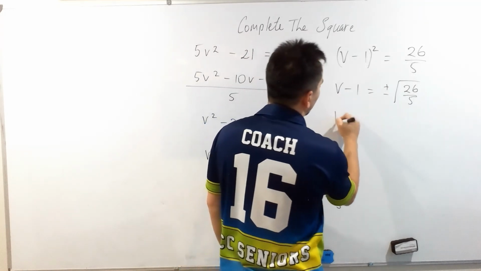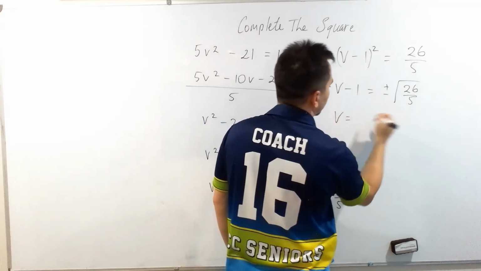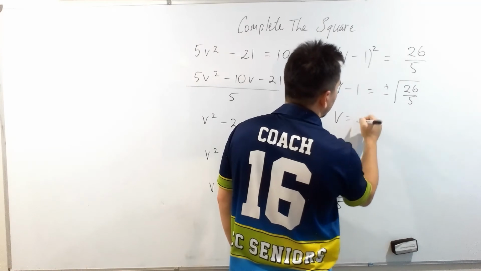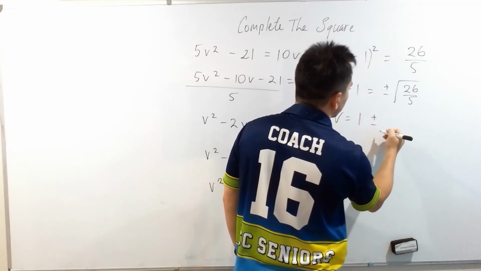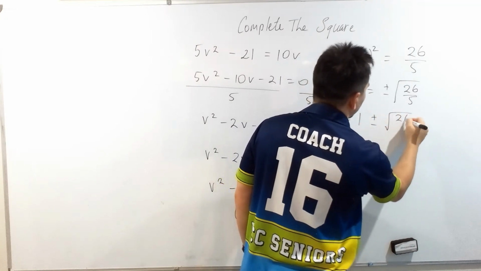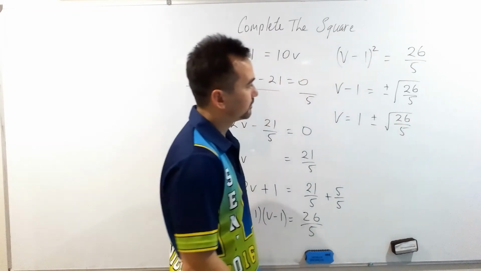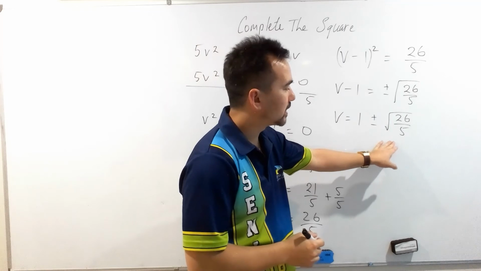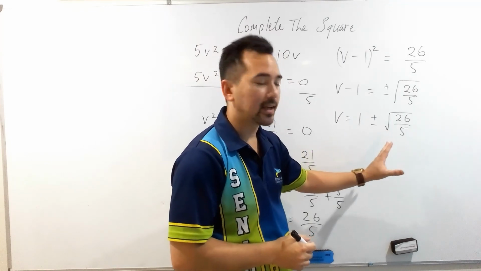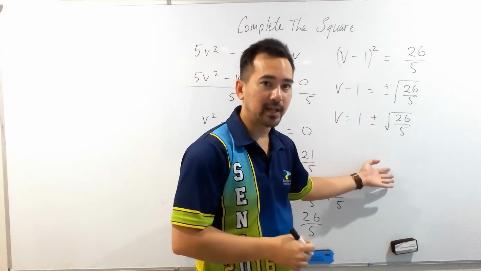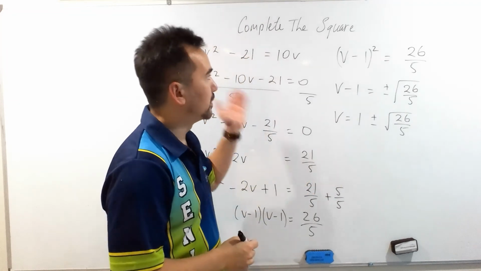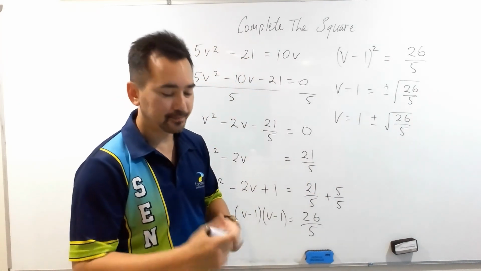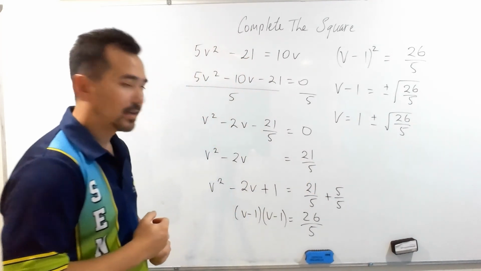And so we're left with moving the negative 1 over to this side, and so I could say this is 1 plus or minus the square root of 26 on 5. Now, we can't simplify the square root of 26 on 5, so we will just leave it like that. This comes out to be a decimal answer, which is where completing the square really comes in handy. And that's it.